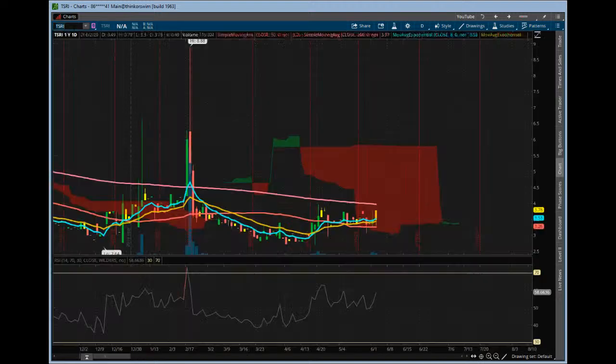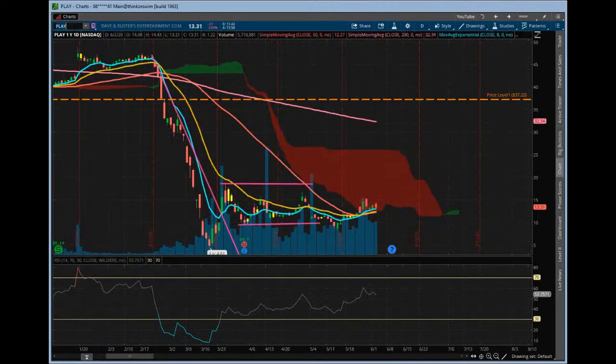DATSRI. Beautiful inside day right there. Let's see if that can get a push to the upside. Still contained by the 200 and the 50. And then PLAY. Yeah, kind of chop around. It's in this larger range kind of right here. So just kind of see how it hangs out there. Wait for a breakout one way or the other. Good stuff, guys. Awesome chart request.